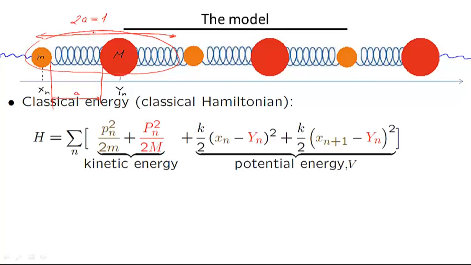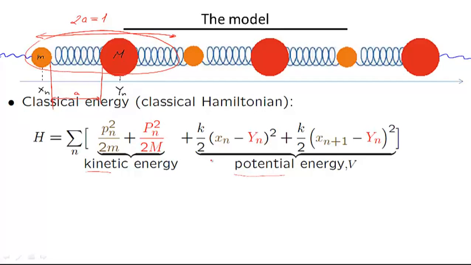The energy is actually very simple to write down. As usual, the energy will contain the kinetic energy part and the potential energy part. The kinetic energy part includes the kinetic energy of all light atoms, P sub n squared over 2m, and the kinetic energy of the heavy atoms. I have a color code here: the brownish font corresponds to terms associated with the lighter atoms, and the red font naturally corresponds to terms associated with the heavier atoms.